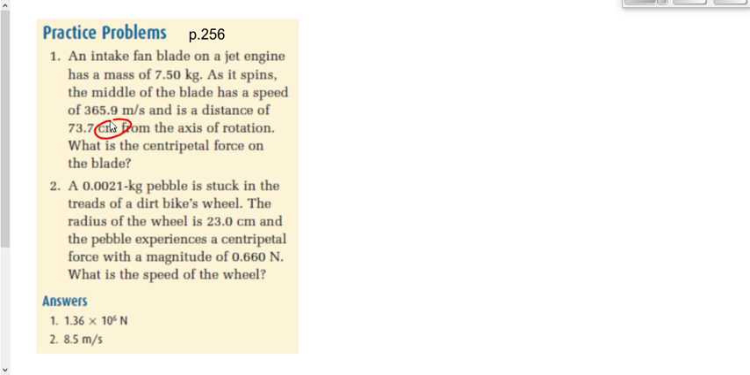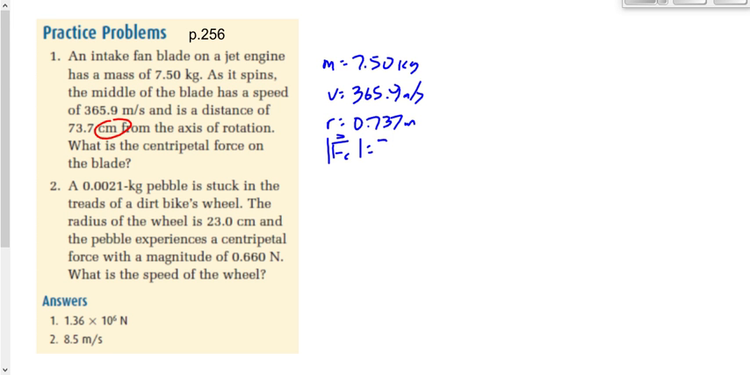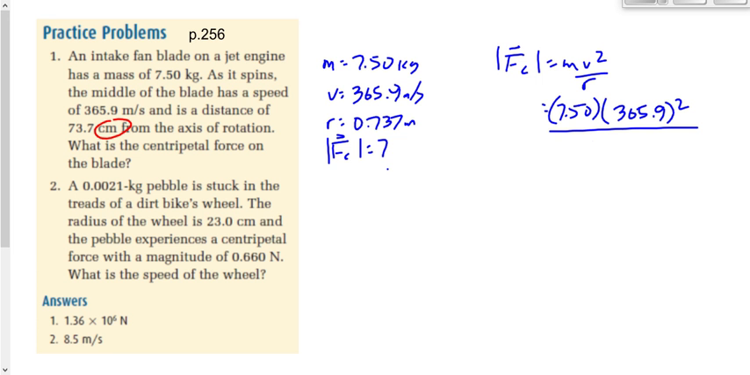All right, so let's say my mass here is 7.50 kilograms. Let's say my speed is 365.9 meters per second. And let's say the radius is 0.737 meters. Let's find the force. I think all we're going to do is the main equation here, mv squared over r. 7.50 kilograms times 365.9 squared divided by 0.737.